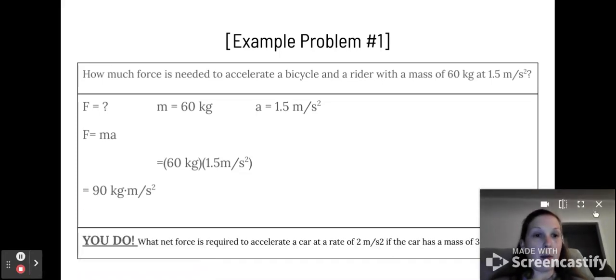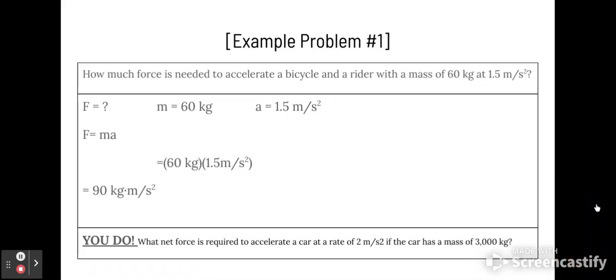So now go ahead and pause the video and try this example. What net force is required to accelerate a car at a rate of 2 meters per second squared if the car has a mass of 3,000 kilograms?